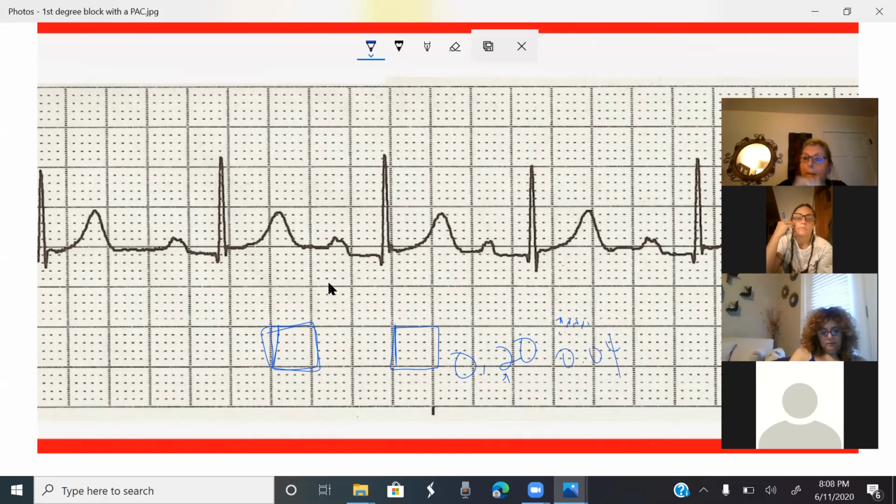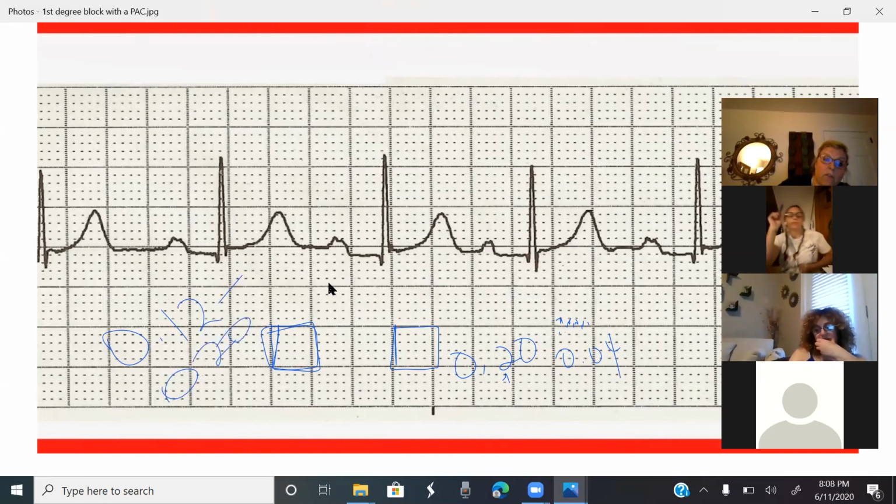So if you're going to measure your PR interval, what do you know about the PR interval already? It has to be what to be normal? It has to be between 0.12 and 0.20. So that is your PR interval, right? That's the third thing we have to look at, or fourth thing, whatever it is.